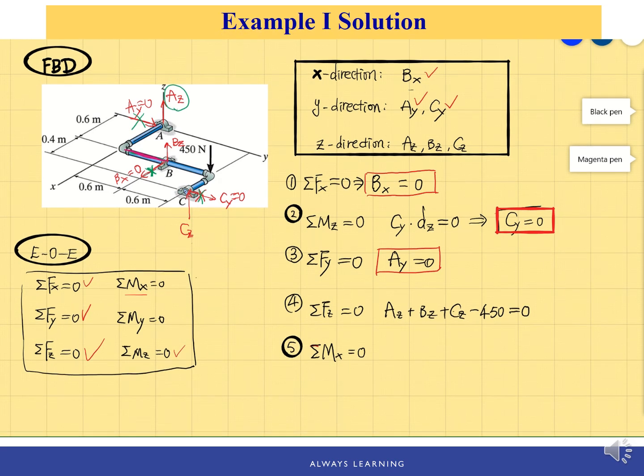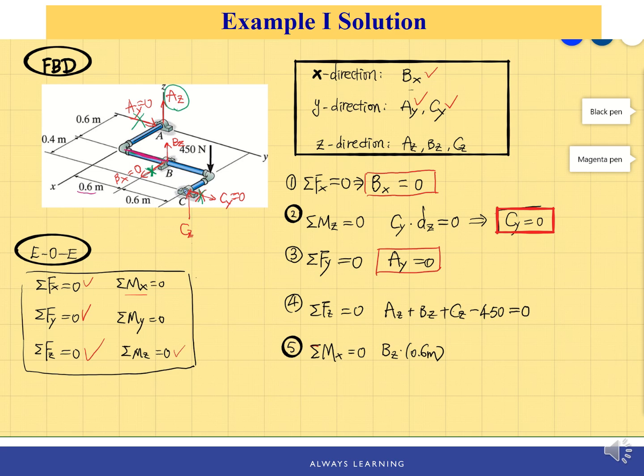So the distance is along the y direction. Now we figured out the moment arm is 0.6 meter, and use the right hand rule to figure out the direction of the moment. It's pointing to the positive x direction. Therefore, this moment about the x-axis is positive, and we will have BZ times 0.6 meter.